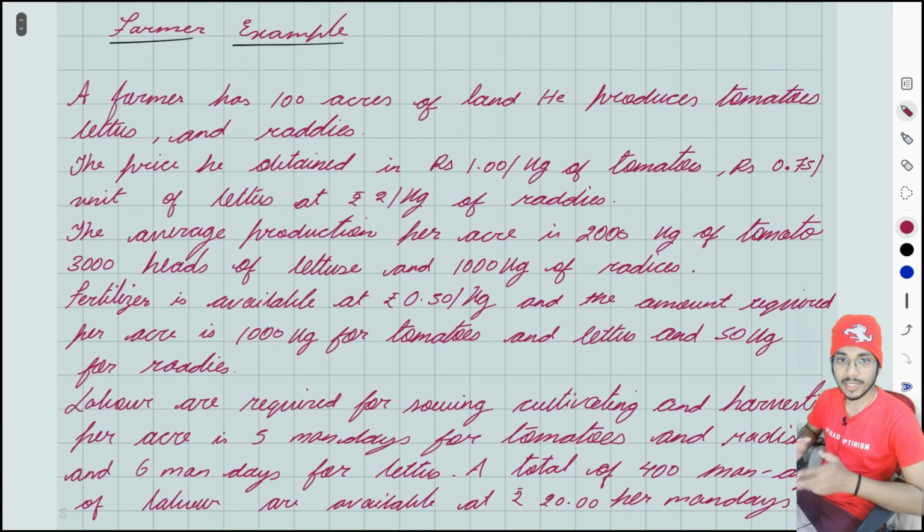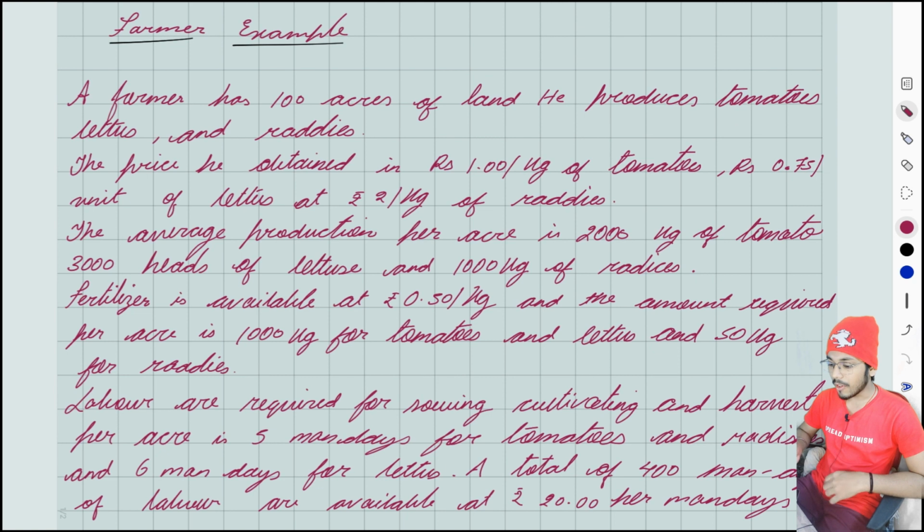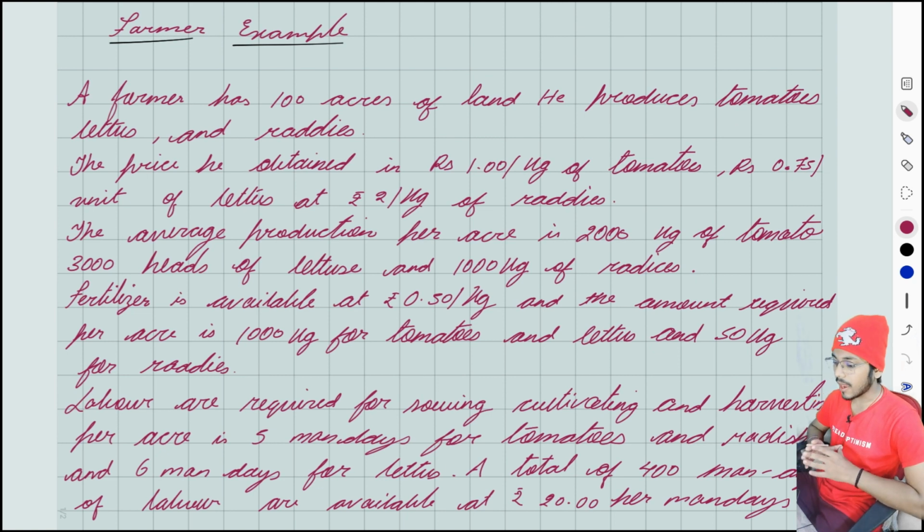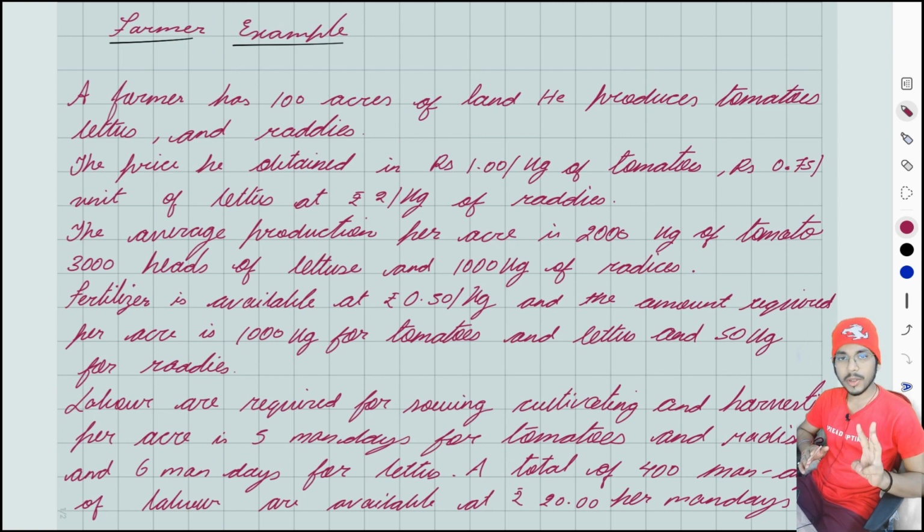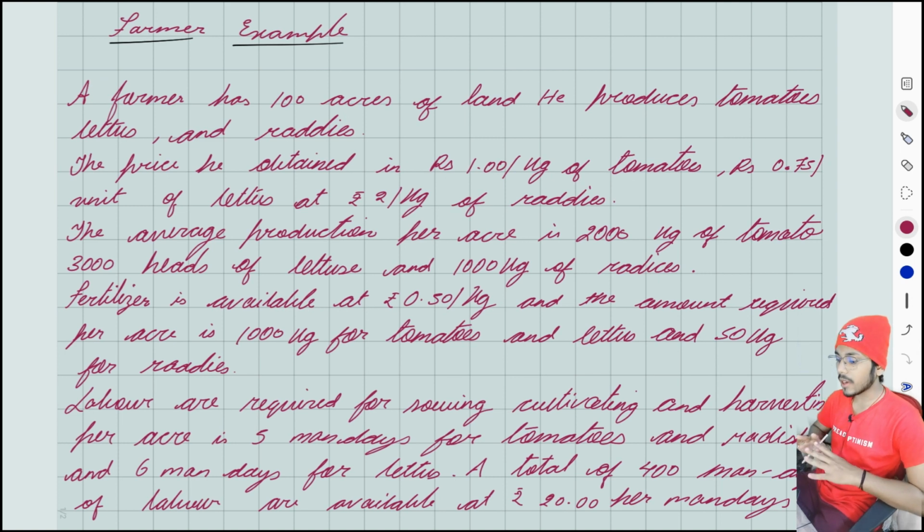I am reading out the question to make you understand what it is trying to say. A farmer has 100 acres of land. He produces tomatoes, lettuce and radishes. Three vegetables he is producing, and the total land is 100 acres. The price he obtained is rupees 1 per kg of tomato, 0.75 per unit of lettuce and rupees 2 per kg of radishes. This is the price he obtained, meaning this is what he gets while selling these vegetables.